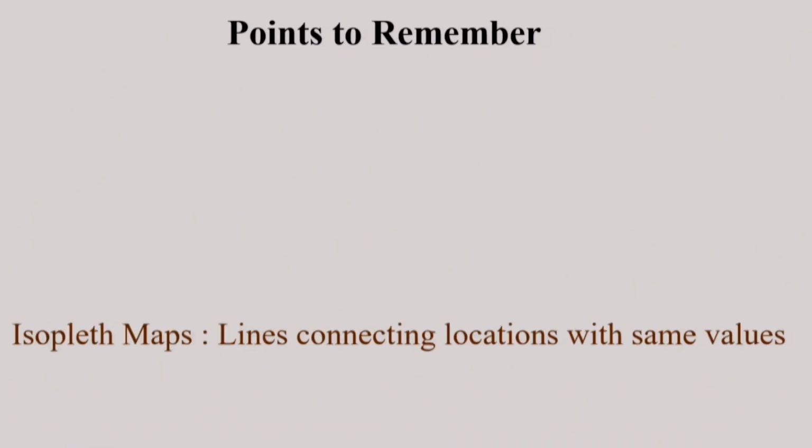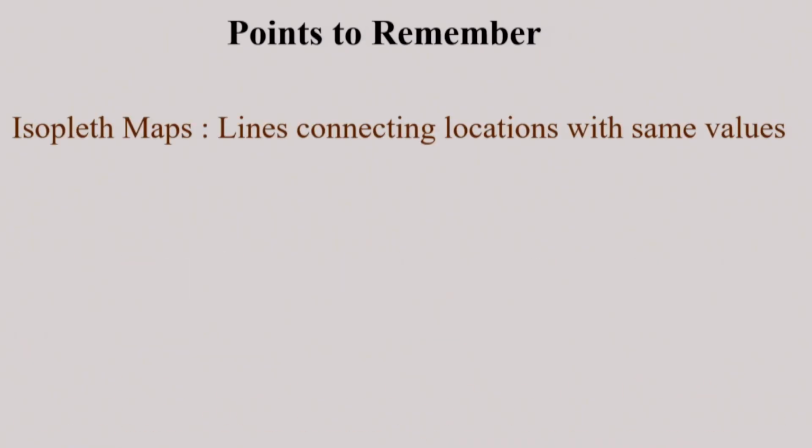We have seen both the mapping techniques. We have seen how an isopleth map works and how a choropleth map works. From both these techniques, I wanted to give you a summary of the basic things that we have studied today. In terms of an isopleth map, it is basically the lines connecting the locations with the same values. We saw that with the example of the elevation data.